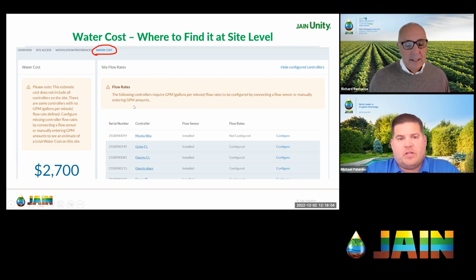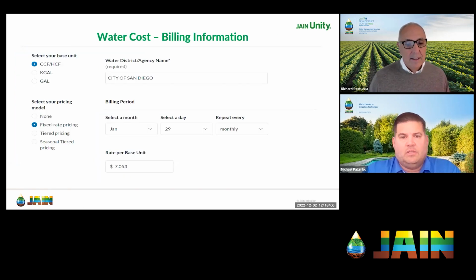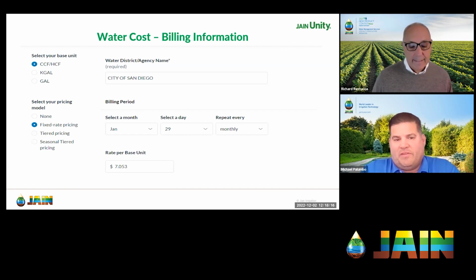From this page, you're going to go and you're going to install your billing information. So you're going to take your billing information straight from your water bills, and you're going to input all that information into this page here. As I mentioned before, you have fixed rate pricing, tiered pricing, whatever you guys can think of as far as your water bills, you'll enter this amount here.